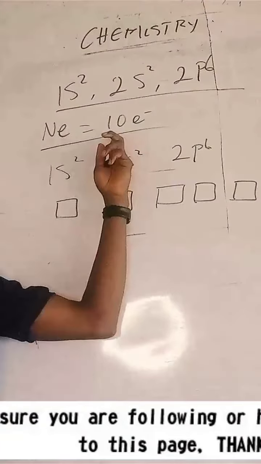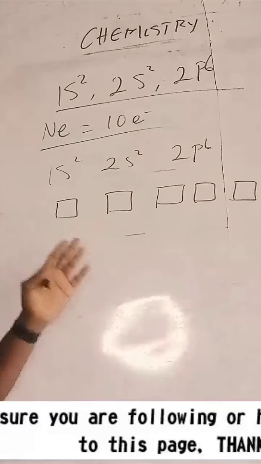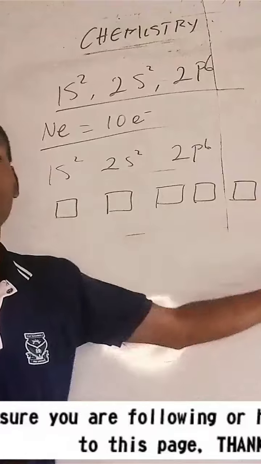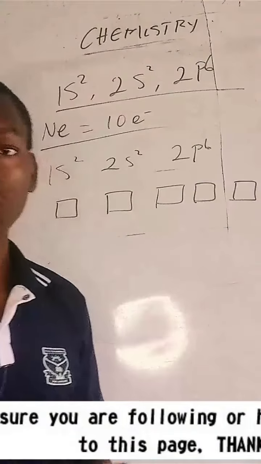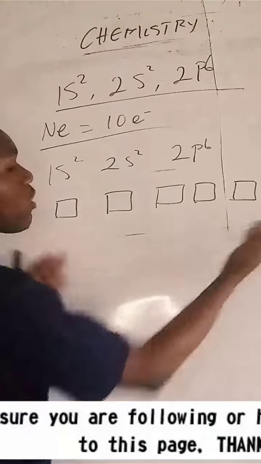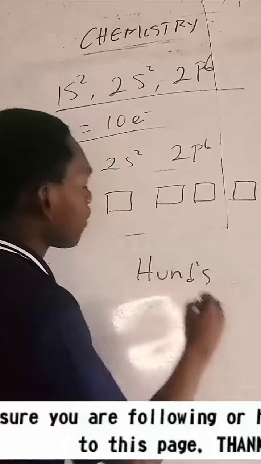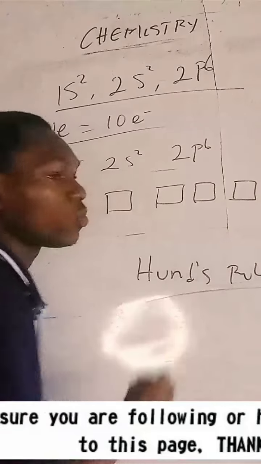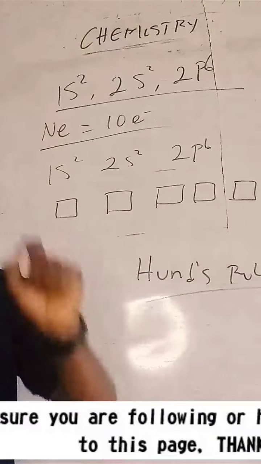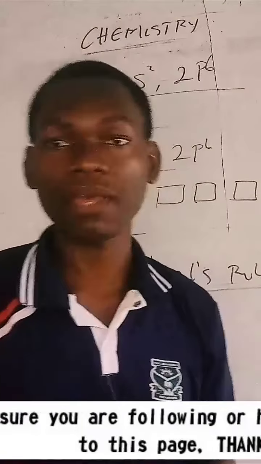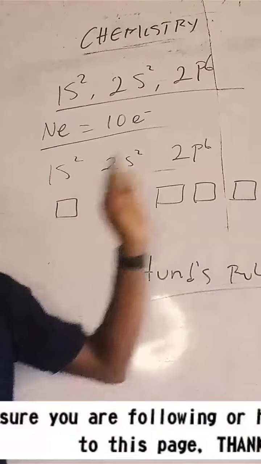And like we said, there are 10 electrons here. So let's distribute the electrons, and then we can tell which of them has an unpaired electron. Before we do that, there's a rule that will guide us in distributing the electrons properly, and that rule is called Hund's rule. What does this rule state? The rule states that while filling these orbitals, we have to fill them singly before we start pairing them. So we have to distribute 10 electrons across singly before pairing them.